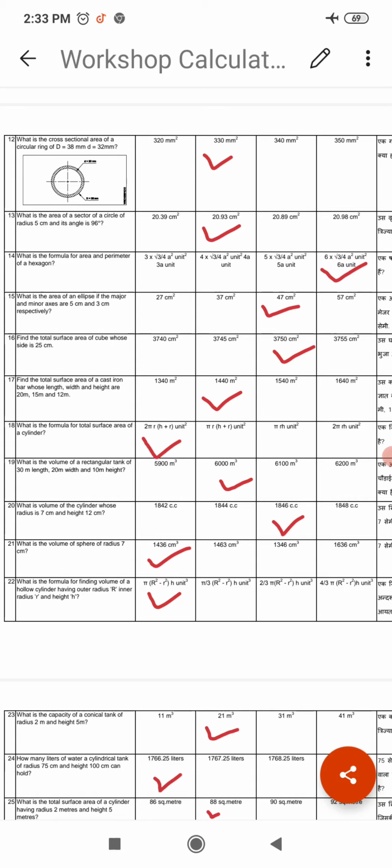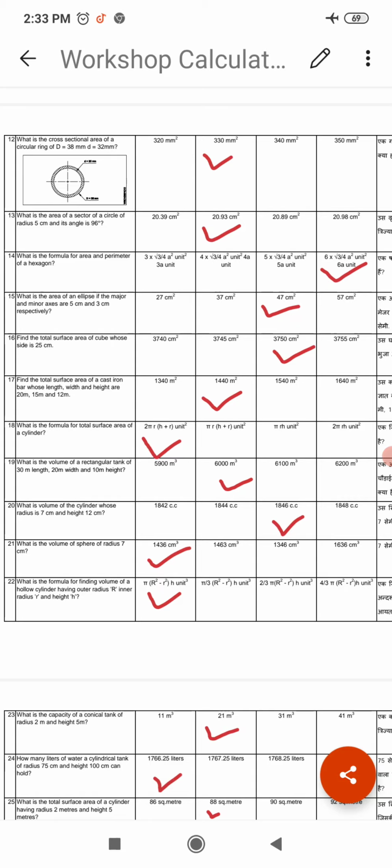What is the area of an ellipse if the major and minor axes are 5 cm and 3 cm respectively? It's 47 cm square. C. If the total surface area of a cube whose side is 25 cm is 3750 cm square. Answer C.